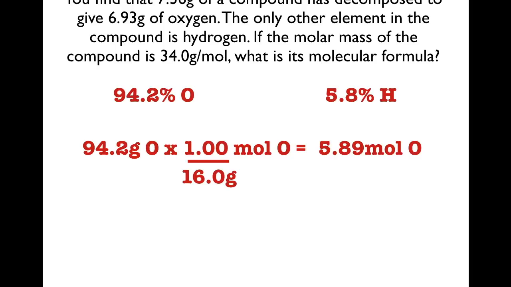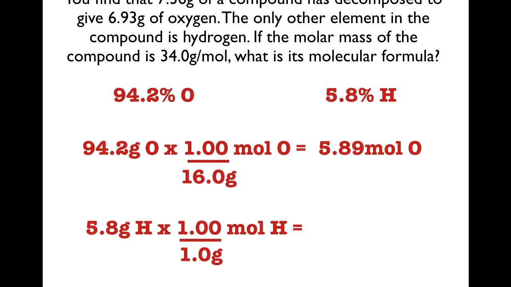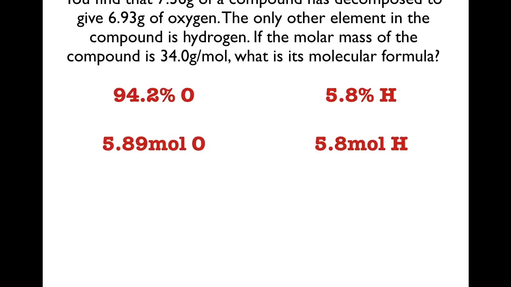I'm also going to do this for my hydrogen. So I'm going to turn that 5.8% into 5.8 grams, multiply it by 1 mole, and divide it by its molar mass, which is 1.0 grams. And in the end, you get 5.8 moles of hydrogen. So again, I have 5.89 moles of oxygen and 5.8 moles of hydrogen.